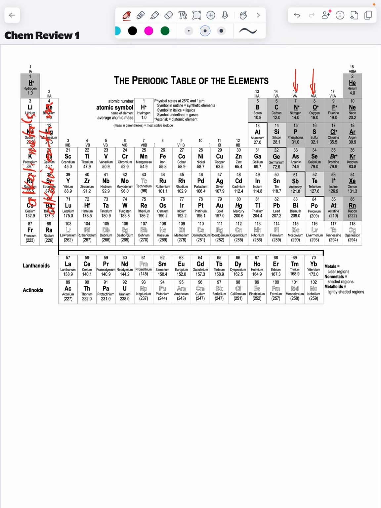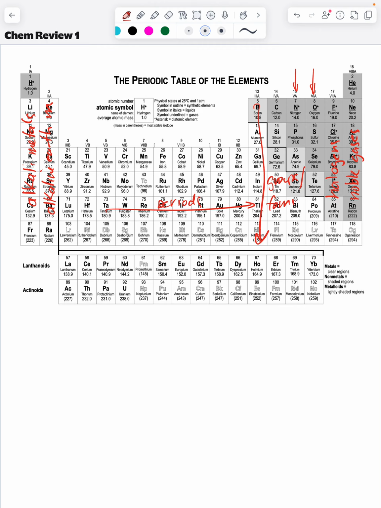And similarly, I'm not going to ask you oxygen's column. We just call it the oxygen family, or group 16. But they're called the chalcogens. But you should know these are the halogens. And these are the noble gases. Okay. And remember that the rows are called the periods, and the columns are called the groups or families.